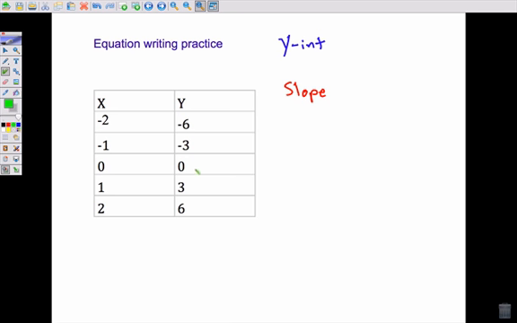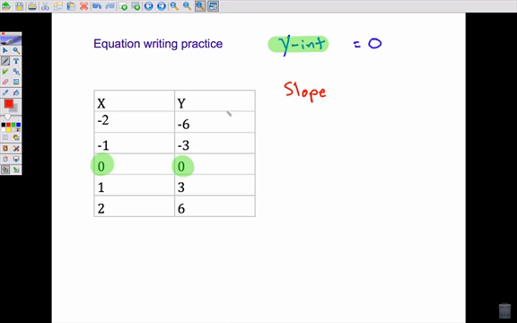So hopefully you tried it. Hopefully it went well for you. Here is the solution to writing the equation for this. So I want to look for the y-intercept. So I look for where x equals 0. At x equals 0, y also equals 0. So I know that the y-intercept is just 0.